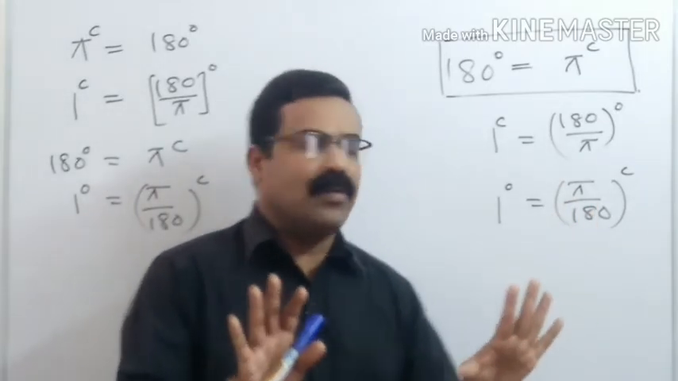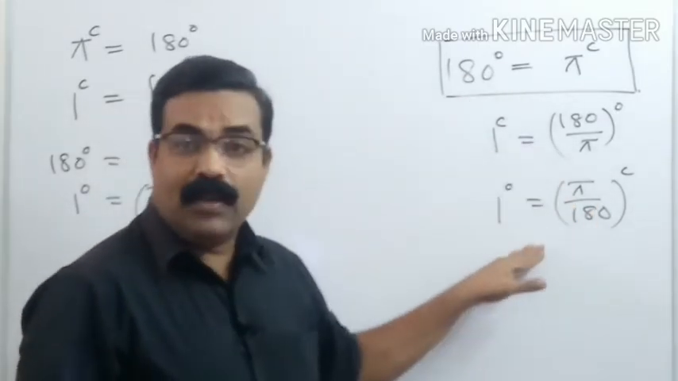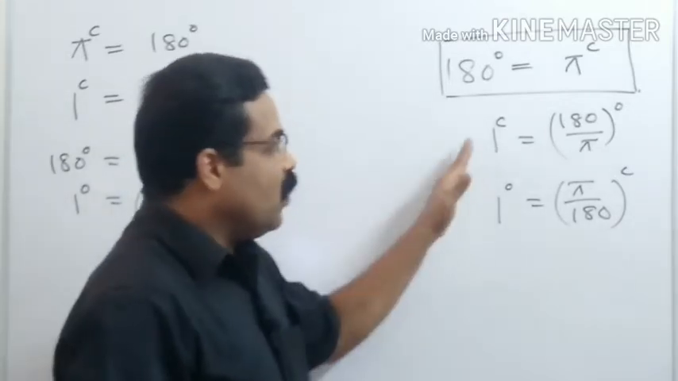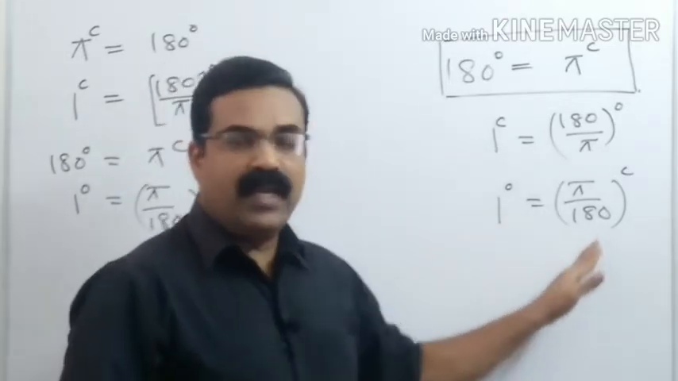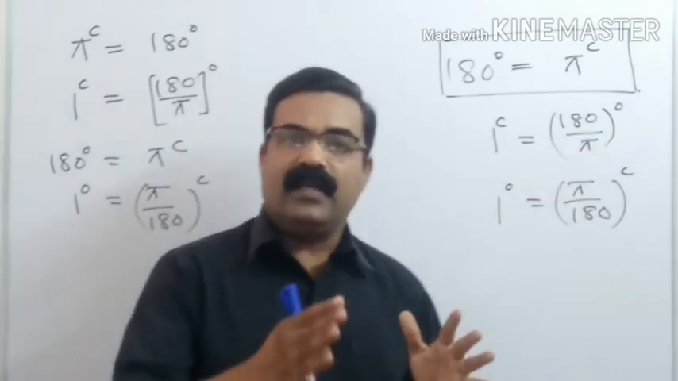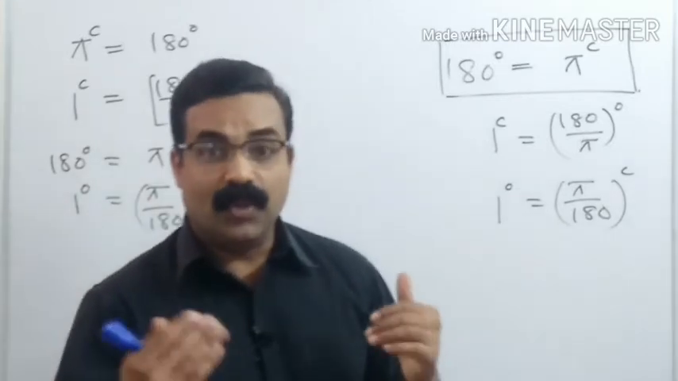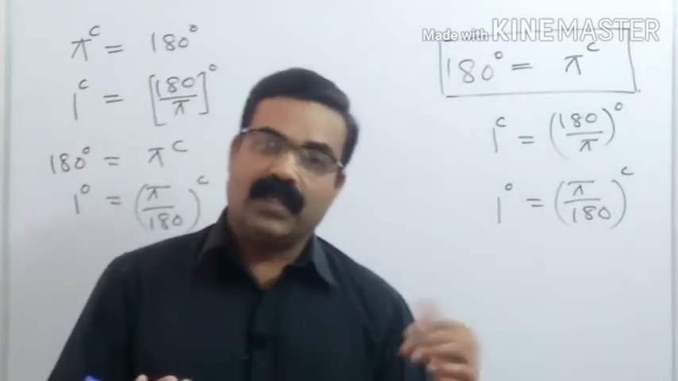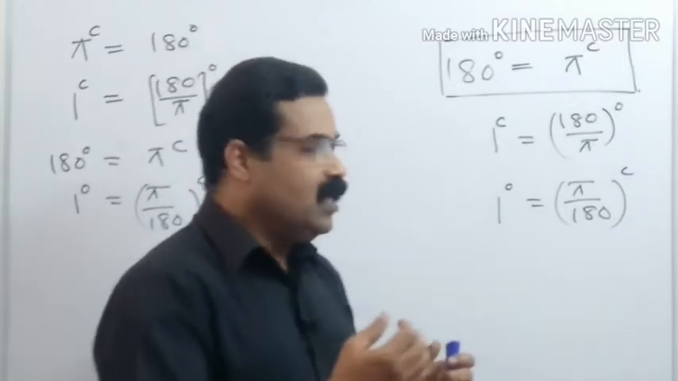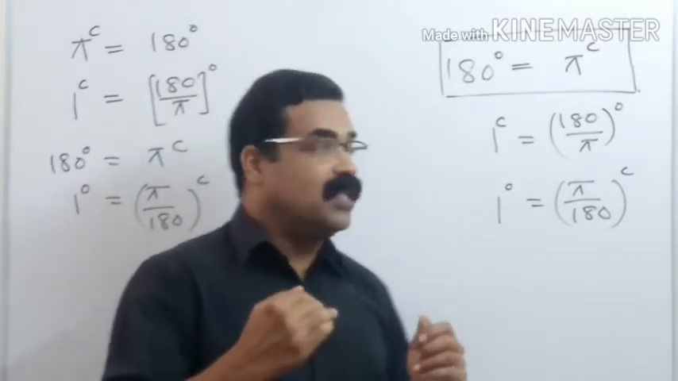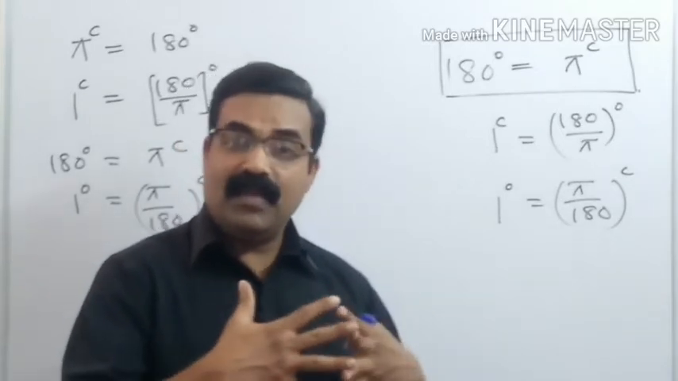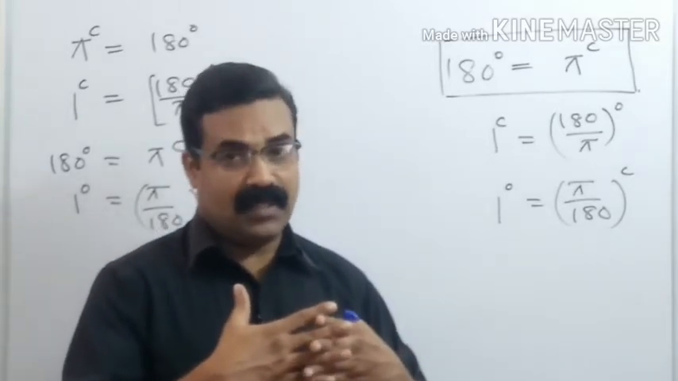So you have to remember these 3 equations, then you can easily complete your first exercise. So 1 degree is pi by 180 radians, 1 radian is 180 by pi degrees, and 180 degrees is equal to pi radians, or you can say 2 pi radians is equal to 360 degrees. We have seen what a degree measurement is, what a radian measurement is, and the relation between a radian measurement and a degree measurement, isn't it?